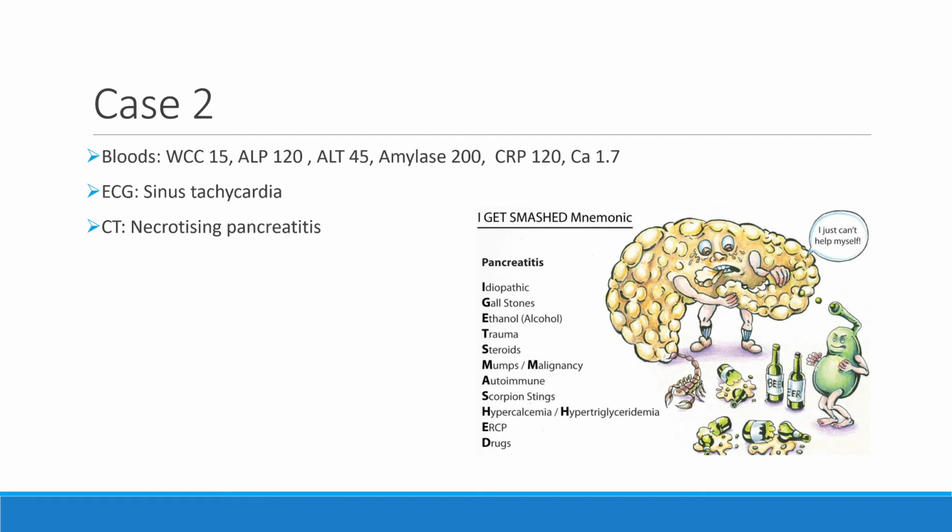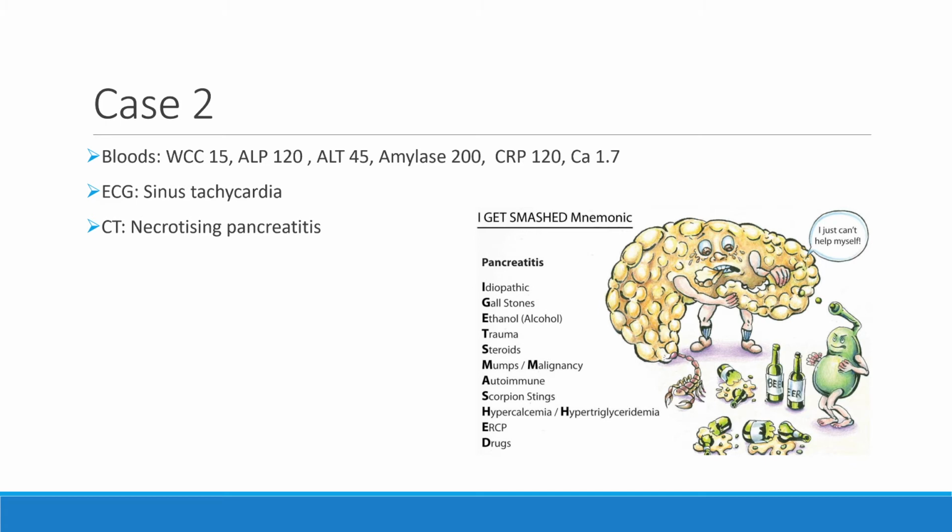You do his bloods, and it shows elevated inflammatory markers. His amylase is raised, in keeping with pancreatitis. Calcium is also low. ECG notes sinus tachycardia, and CT reports necrotizing pancreatitis. So the most well-known mnemonic for the causes of pancreatitis would be "I GET SMASHED," and I'm sure all of you are familiar with it.